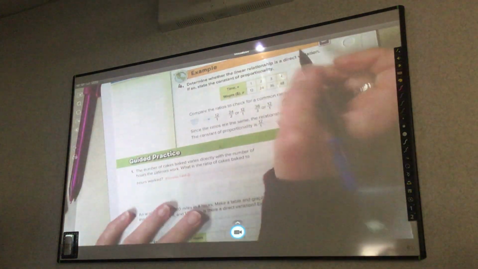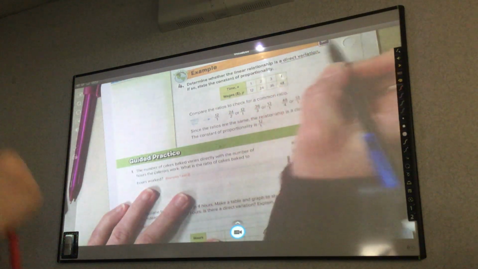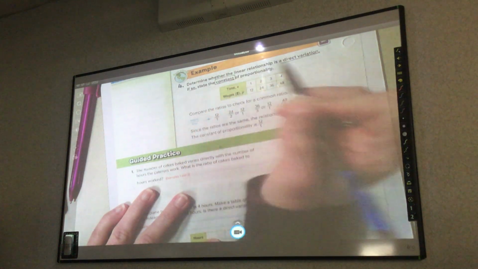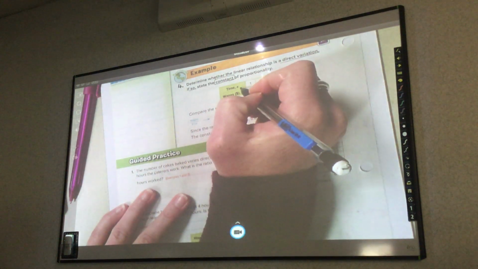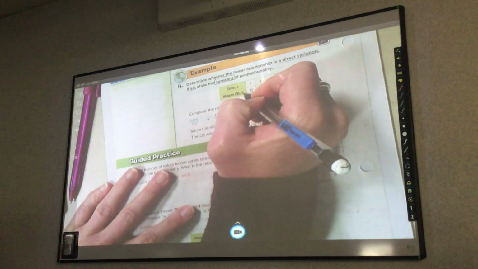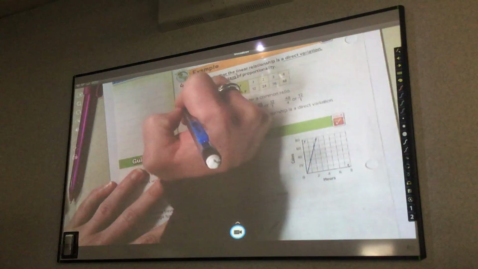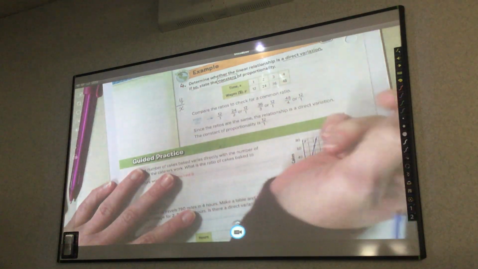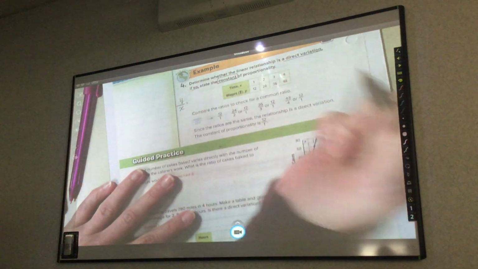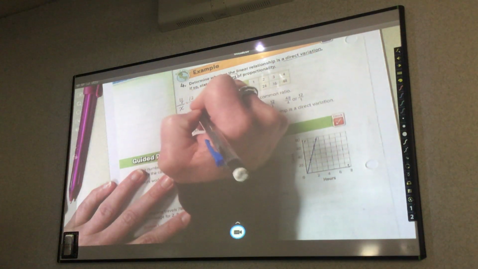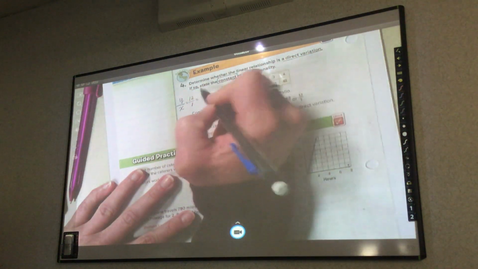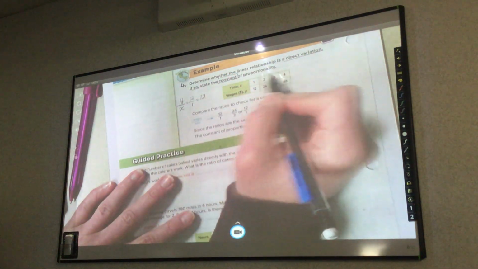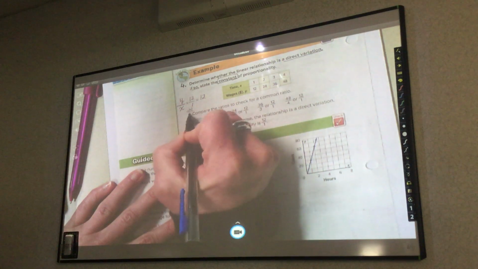Determine whether the linear relationship is a direct variation. If so, state the constant. So we have X is the time, wages is my Y. So I need to do Y over X. I'm going to give it a whirl. 12 over 1 equals 12. Then I'm going to do my next group. 24 over 2 equals 12.